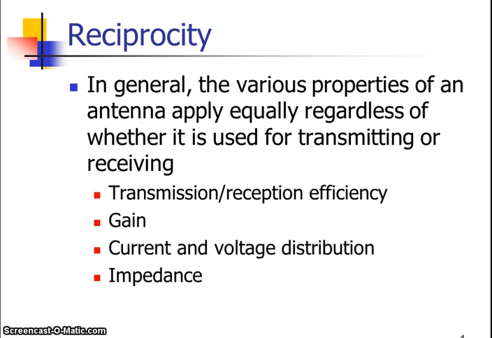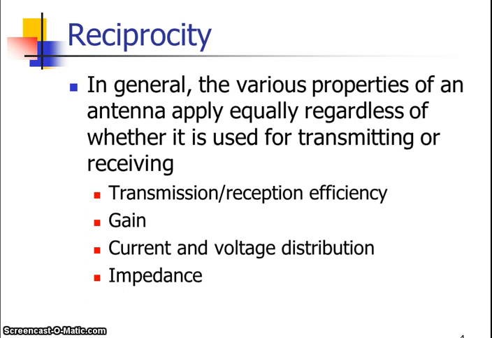How efficiently an antenna transmits a useful input signal, that is transmission efficiency. And reception efficiency is how efficiently an antenna receives the electromagnetic signal and converts it into the useful output signal. That is its reception efficiency.